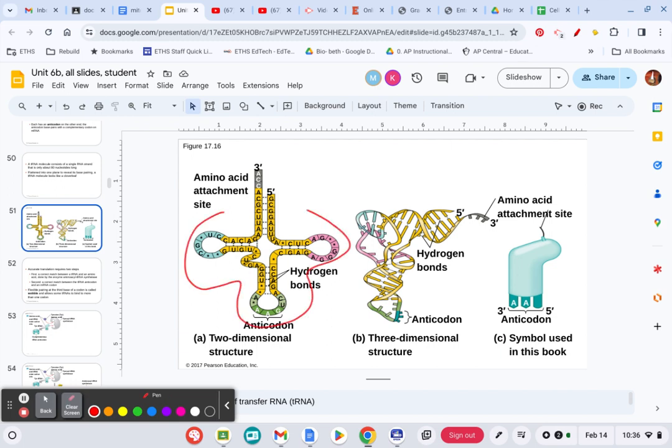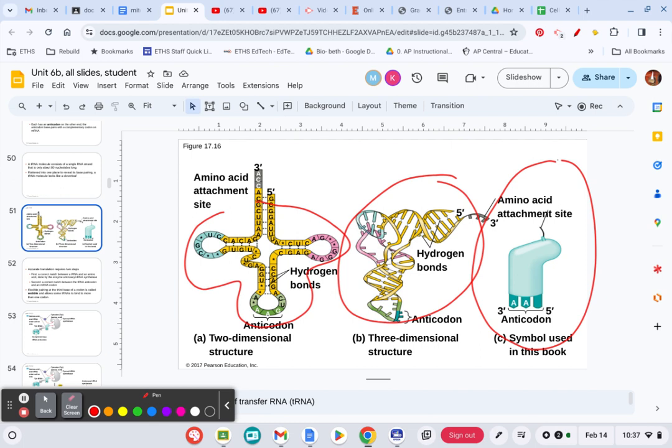You got this guy here. If you do it more 3-dimensional, it looks like that. I personally like the sock. I think it looks like a sock. And that's just another representation. That's the symbol they use in the book. I think in terms of drawing, and like I said, you are going to have to draw it, I think this is the easiest one to draw.